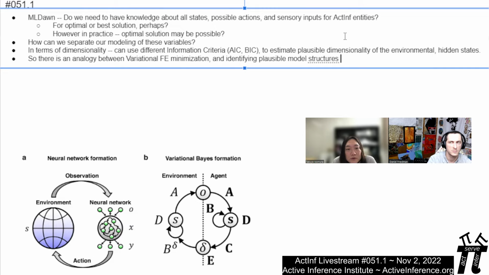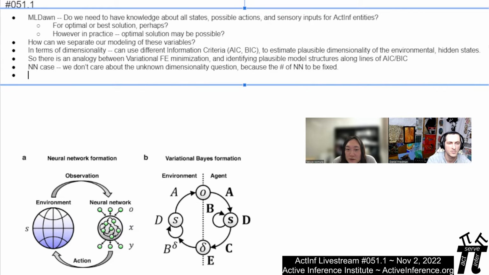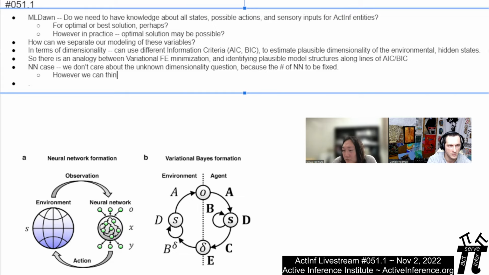But in terms of neural network, in this paper, we don't carefully consider the dimensionality optimization because we first define the number of neurons and don't change during training. But in principle, we can consider the change in the number of neurons, which is associated with, for example, neurogenesis, adult neurogenesis or development during the developmental stage. That will be an important extension of this direction of modeling.